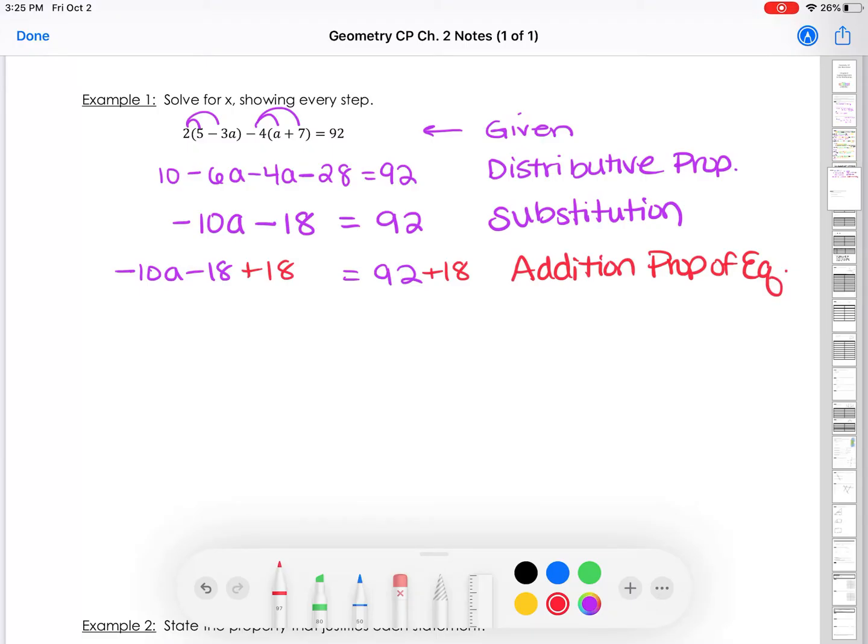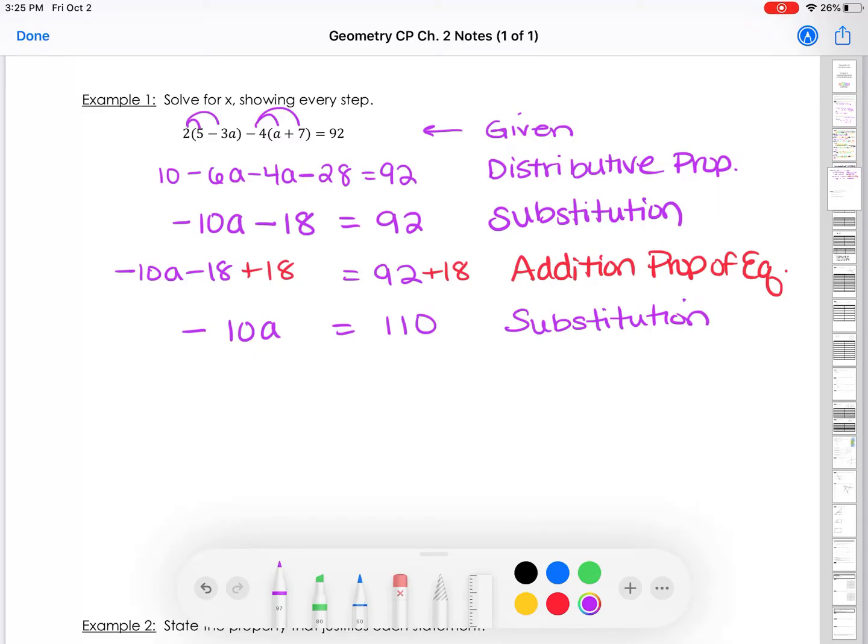Now I'm going to clean that up. So I have, let's see, that is negative 10a is going to equal 110. Again, anytime that I'm combining like terms or just cleaning up, we're going to say that is substitution.